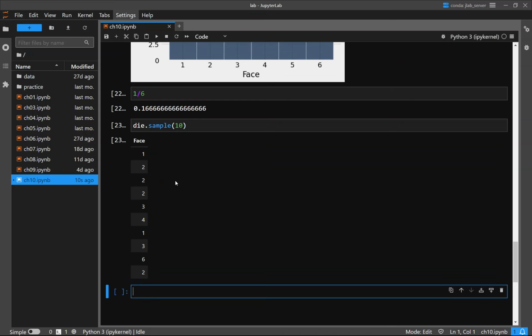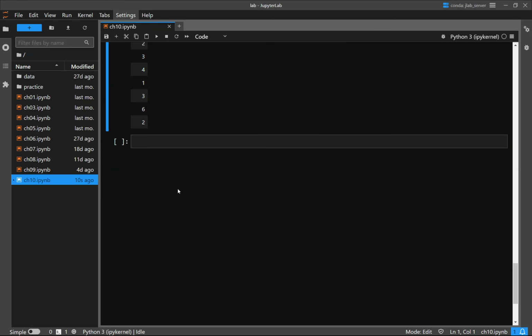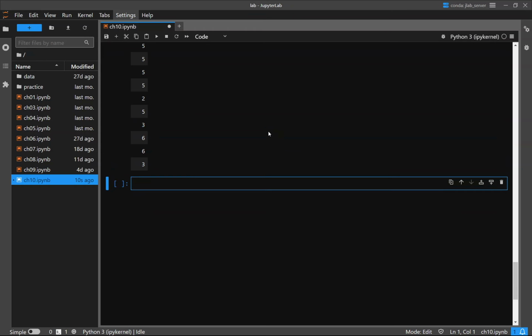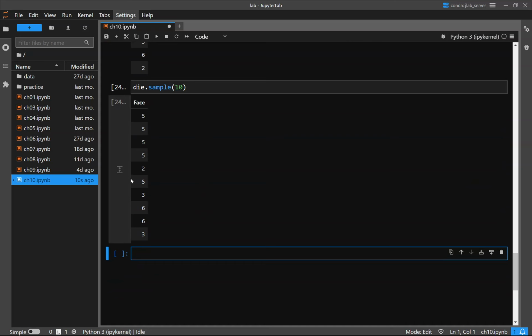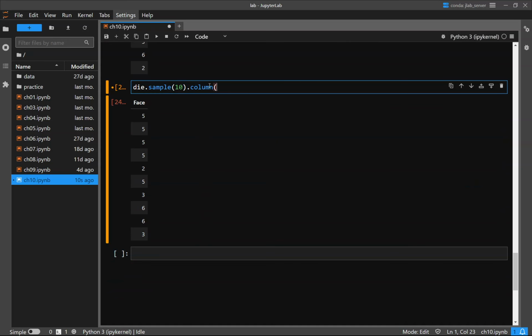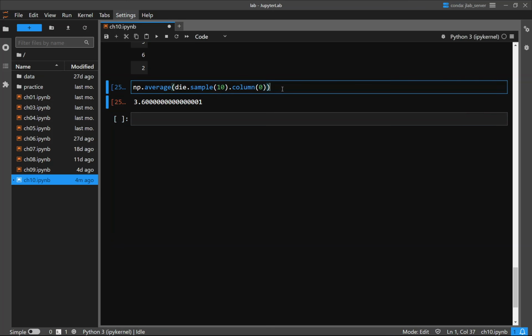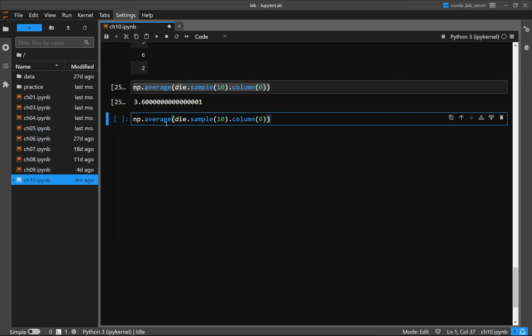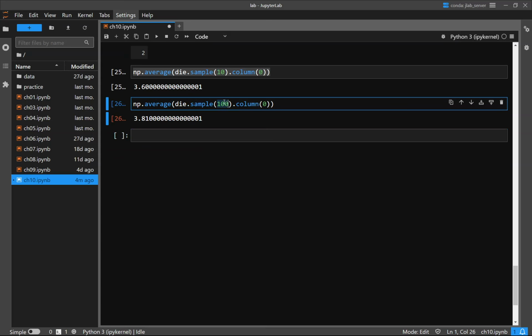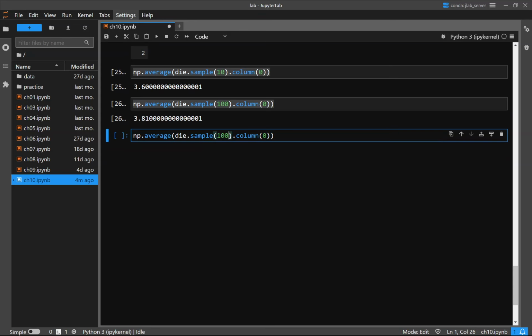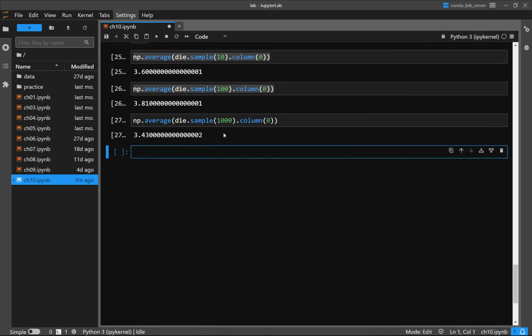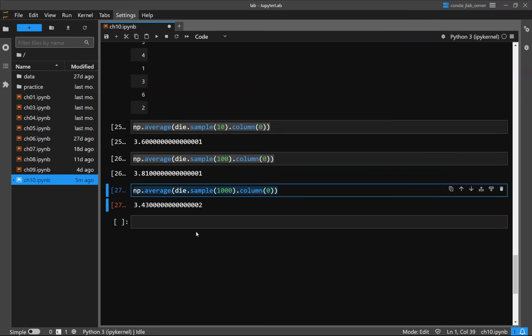So if I want 10, that's exactly this, die.sample(10). And then what do I want to do with that sample? I want to get the average value of this face column. So I'll probably go to column 0, the one and only column, and do np.average, something like that. Is that what we did? And that is, all right, that's a decent number, 3.6-ish. All right, let's keep going. Let's do 100. Ooh, all right, 3.81 now. 1,000? 3.43. So it's kind of all over the place.